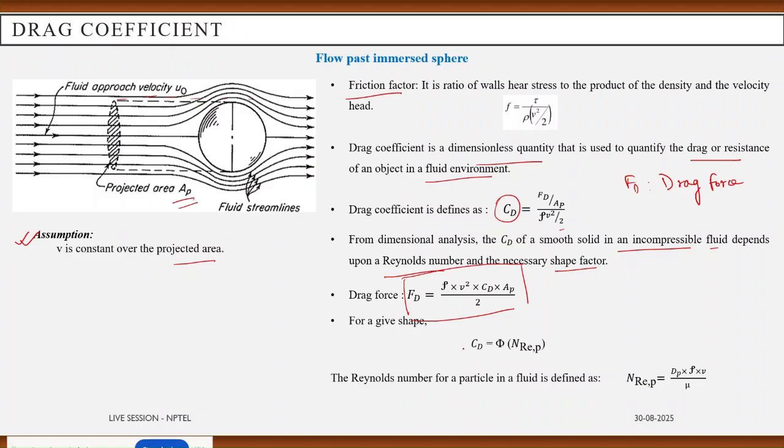So for a given shape, this drag coefficient CD is always a function of the Reynolds number of the particle. And how is the particle Reynolds number defined in a fluid? It is defined as the diameter of the particle into density and velocity of the fluid, divided by the viscosity of the fluid. So the definition of the drag force and the definition of the drag coefficient are important when we are going to discuss the rest of the derivation.